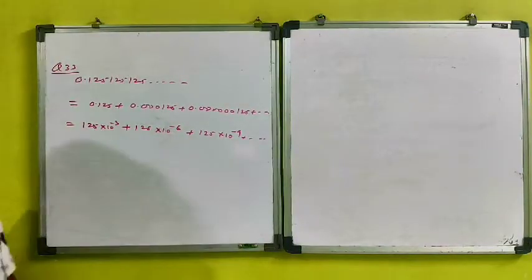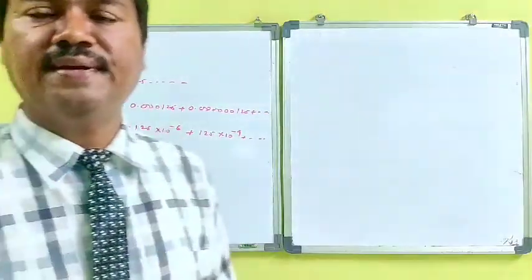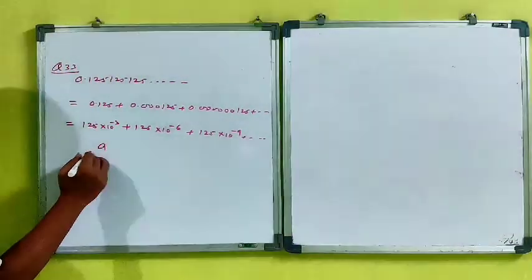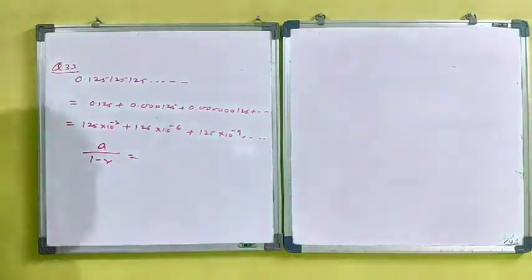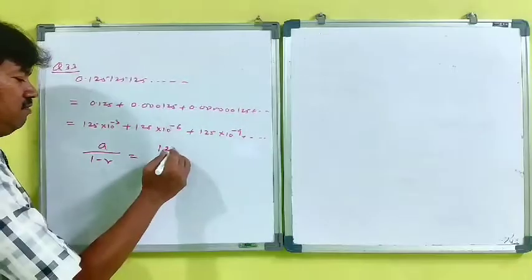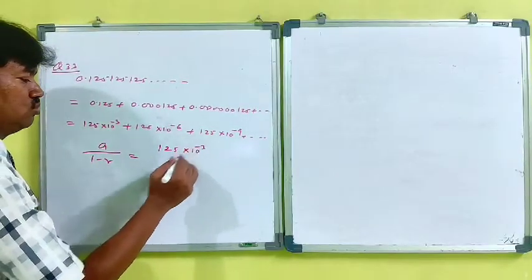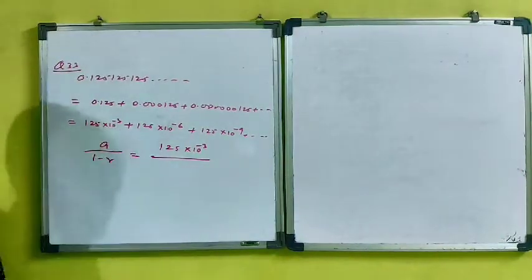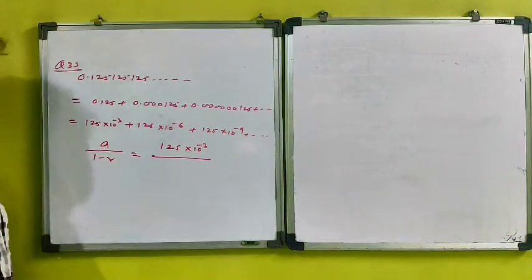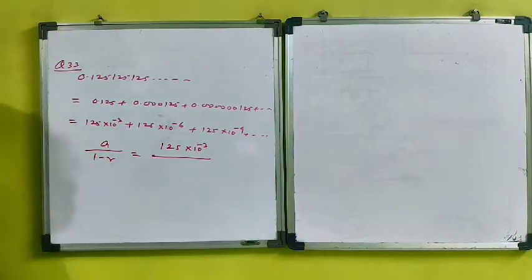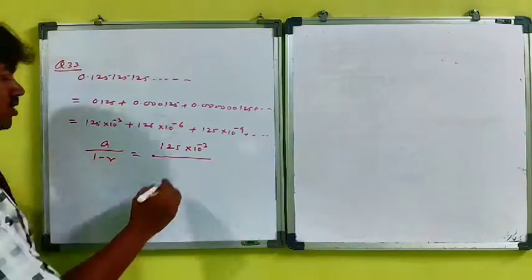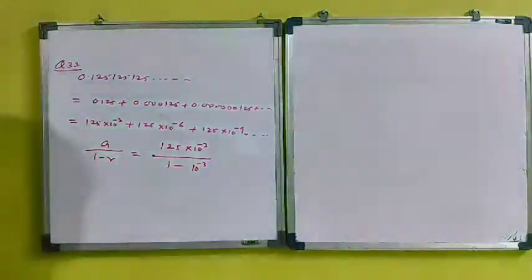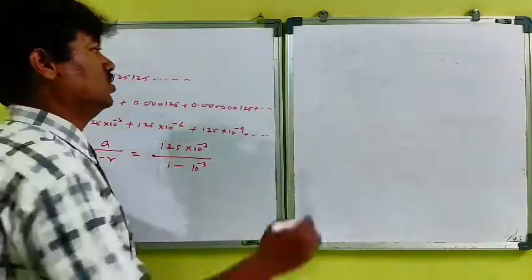Which is nothing but a GP. The GP is infinite, so here the first term is this. Therefore the sum is A upon 1 minus R. So A is 125 into 10 raised to minus 3. And what is the common ratio? The common ratio is 10 raised to minus 6 upon 10 raised to minus 3, which is equal to 10 raised to minus 3. So it is 1 minus 10 raised to minus 3.